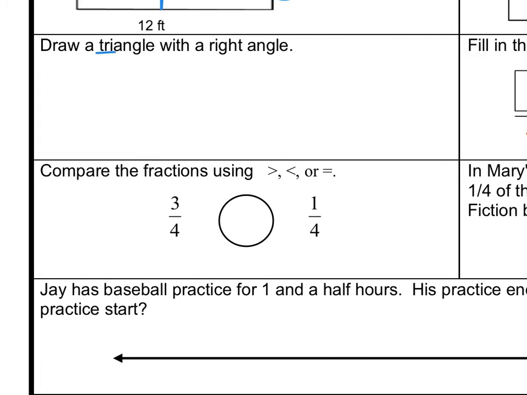Draw a triangle with a right angle. So you can start by actually drawing the right angle where your little square would fit. And then just connect, and you've got a triangle that has a right angle, and that is actually called a right triangle.